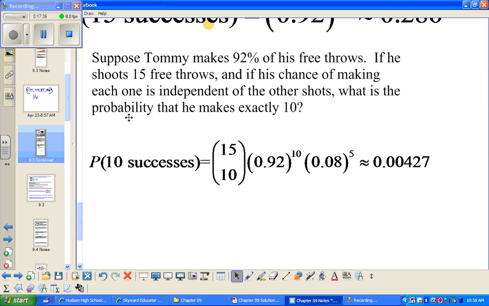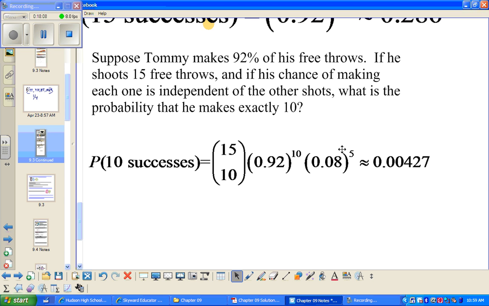Change it up a little. Suppose Tommy makes 92% of his free throws. Same scenario, only we want to know what is the probability that he makes exactly 10. Well, to get that answer, he took 15 shots, so we would need to do 15 choose 10 times 0.92 raised to the 10th times 0.08 raised to the 5th. That's the probability that he makes exactly 10.